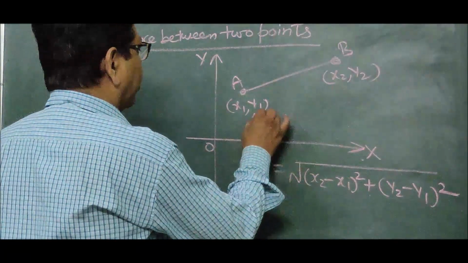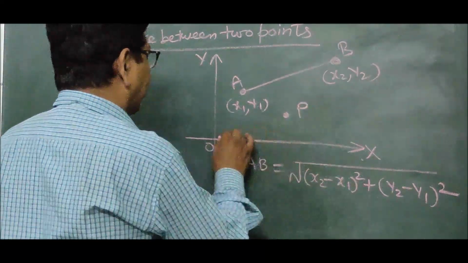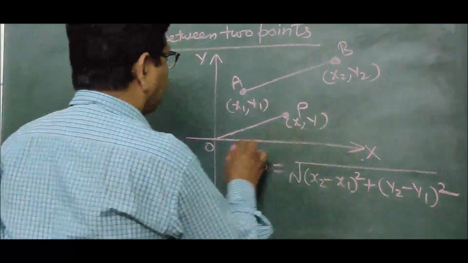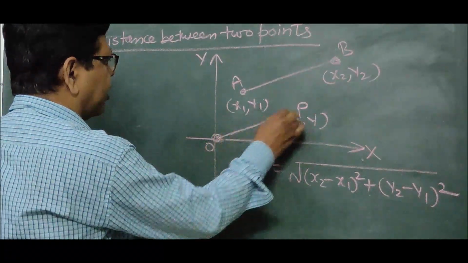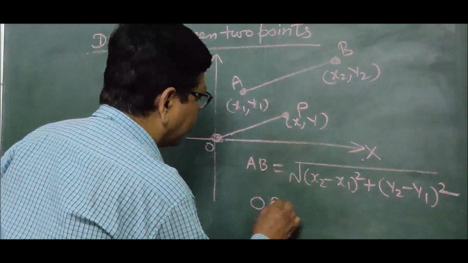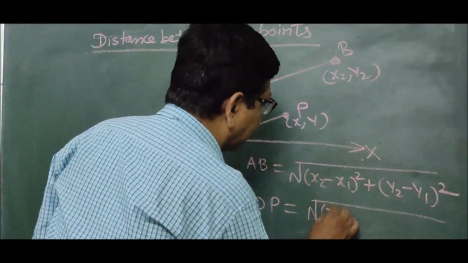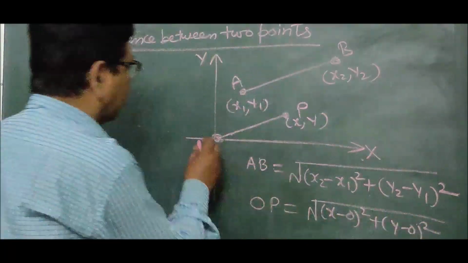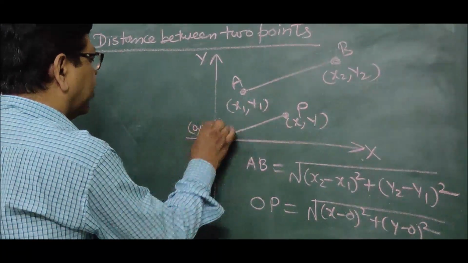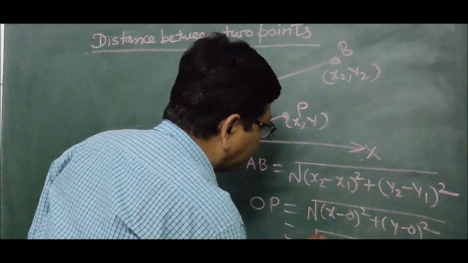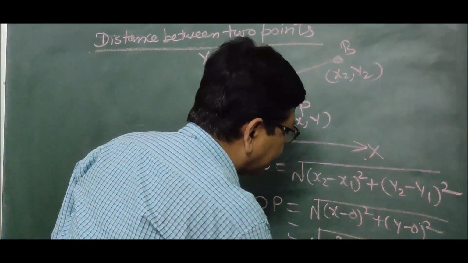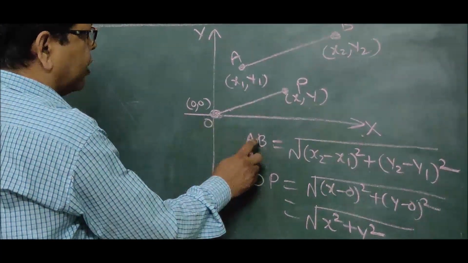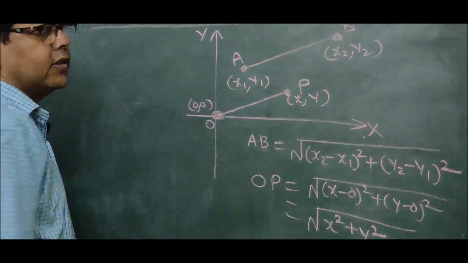If a point P has the coordinates x, y, then the distance between the origin and the point P, OP, is equal to under root of x minus 0 square plus y minus 0 square, because the origin has the coordinates 0, 0, which is equal to under root of x square plus y square. So by using this formula we can find the distance between two points.